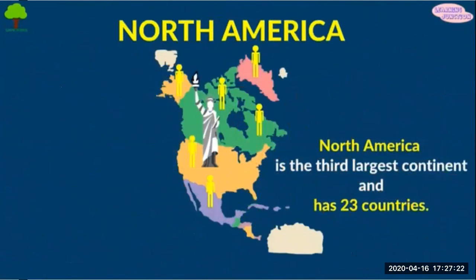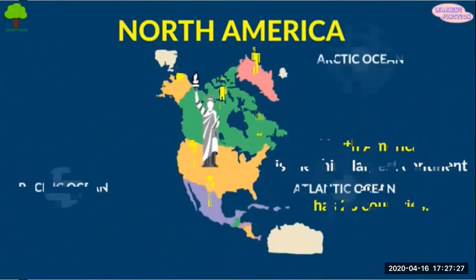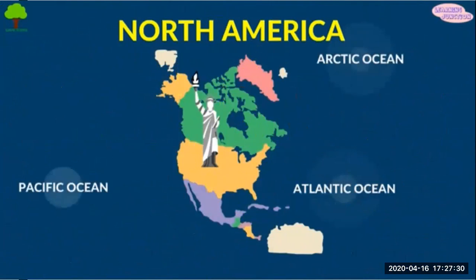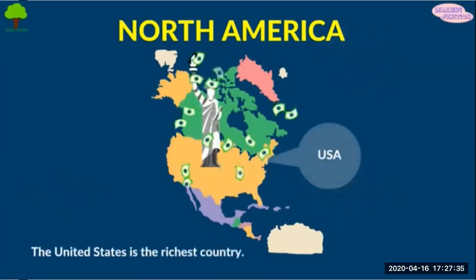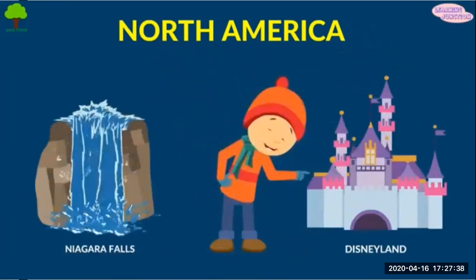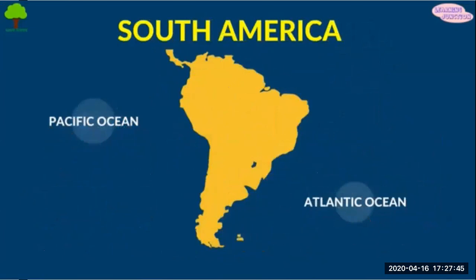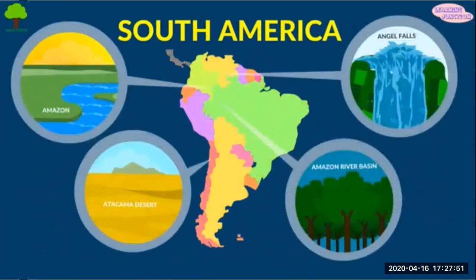The third continent is North America and is the third largest continent and has 23 countries. It is surrounded by the Arctic Ocean, Atlantic Ocean, and the Pacific Ocean. The United States is the richest country in North America. Niagara Falls and Disneyland are the places of importance in North America. Next one is South America, which is surrounded by the Pacific Ocean and the Atlantic Ocean. Amazon River, Atacama Desert, Amazon River Basin, and Angel Falls are the places of importance in South America.